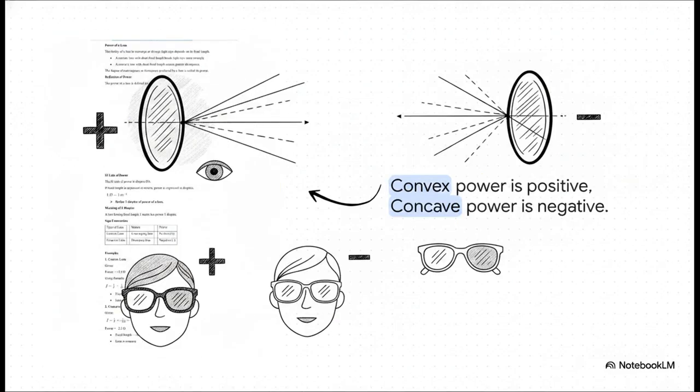And because we mathematically locked in our sign conventions earlier, the power inherits those exact same signs. A converging convex lens, which has a positive focal length, will always pack a positive power. A diverging concave lens, with its virtual focal point residing on the negative side of our Cartesian plane, carries a negative power. So if your glasses prescription is a +2, you're wearing convex lenses. If it's a -2.5, you are rocking concave lenses.